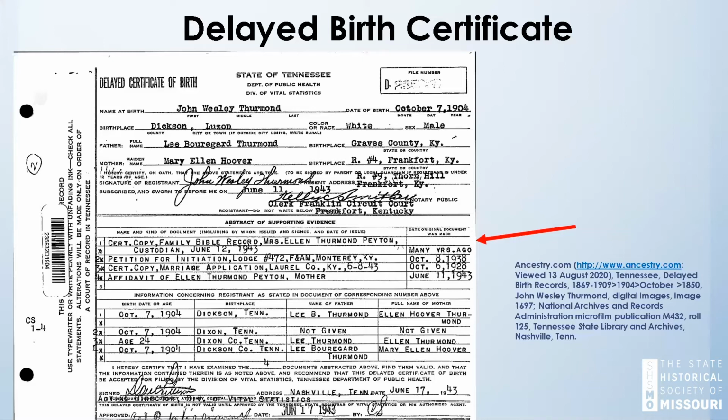And so you had to present multiple pieces of information. So you've got an affidavit, in this case from the mother, a marriage application for the individuals who were the parents, a petition for initiation into an organization, and then also the family Bible page. So this is a typical one. They may have more or less information, and you can again find some of those on Ancestry.